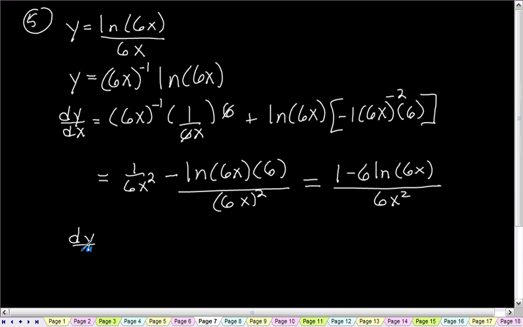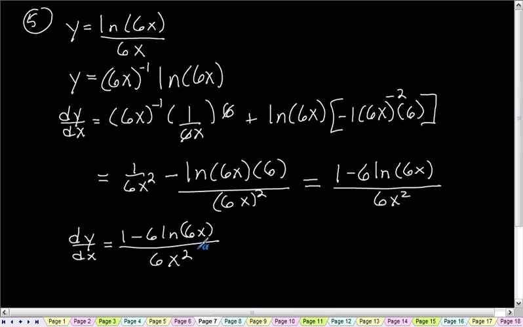dy dx is equal to 1 minus ln 6x over 6x squared. Make sure I change it in my notes. Right, yeah. All right, 6x squared.